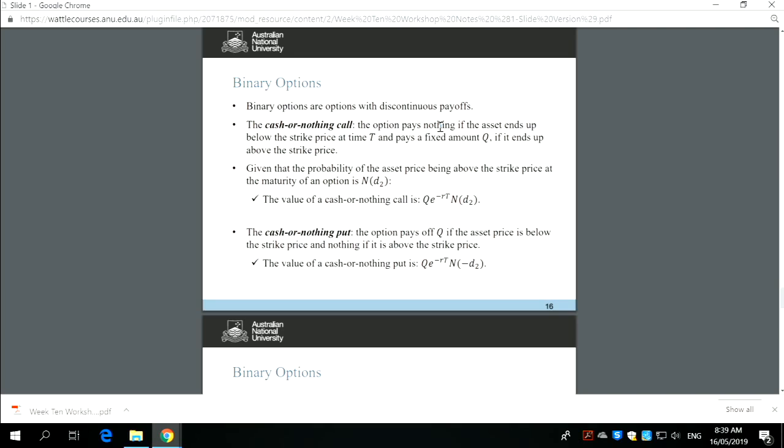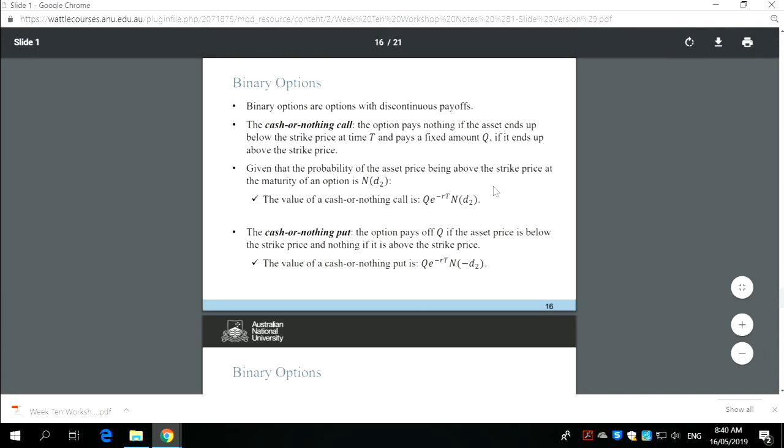When we talked about the Greek letters, there are two examples towards the end of the lecture. Actually, I remember the second question is kind of like a cash-or-nothing call option. The way the cash-or-nothing call option works is that this call option would pay you nothing if the underlying asset price ends up below the strike price, right? And if the underlying price ends up above the strike price, this option would pay you a fixed amount of cash Q.